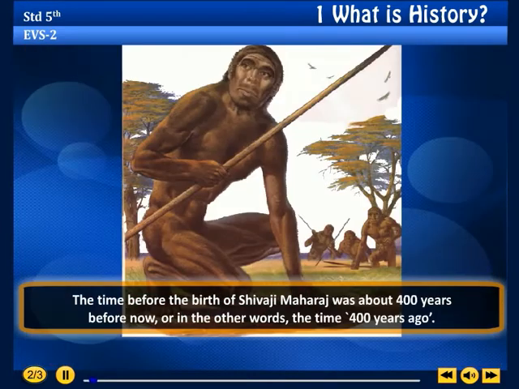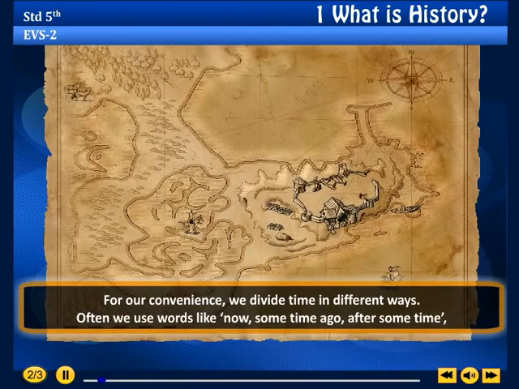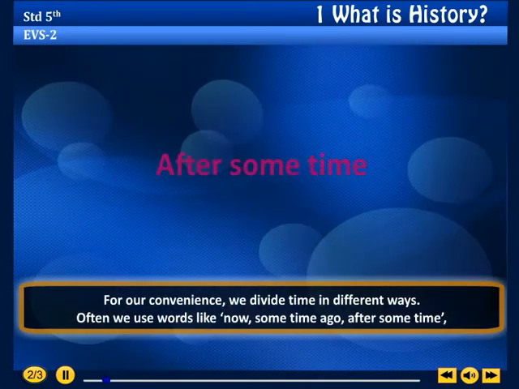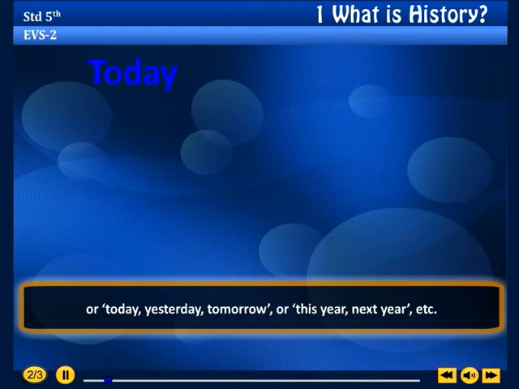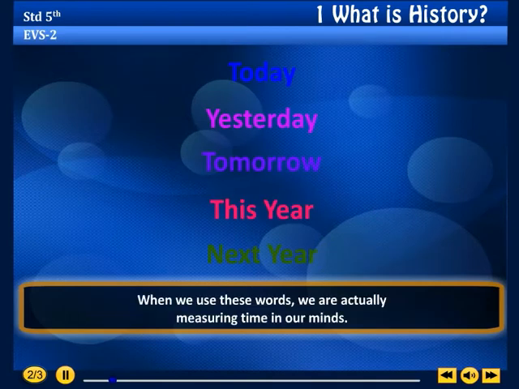The time before the birth of Shivaji Maharaj was about 400 years before now, or in other words, the time 400 years ago. For our convenience, we divide time in different ways. Often, we use words like now, some time ago, after some time, or today, yesterday, tomorrow, or this year, next year, etc. When we use these words, we are actually measuring time in our minds.